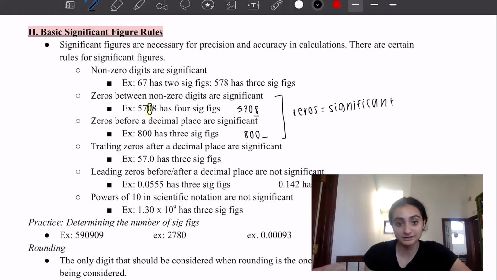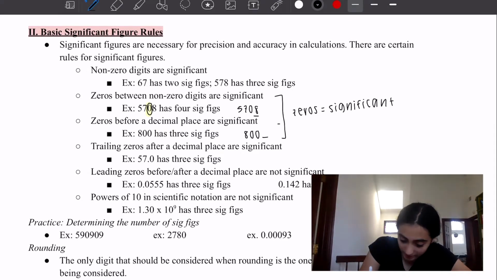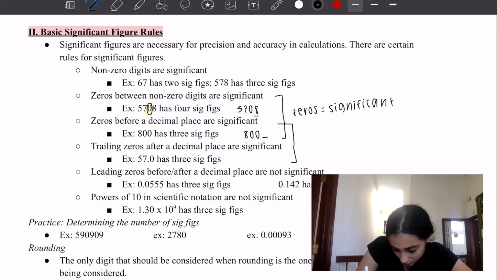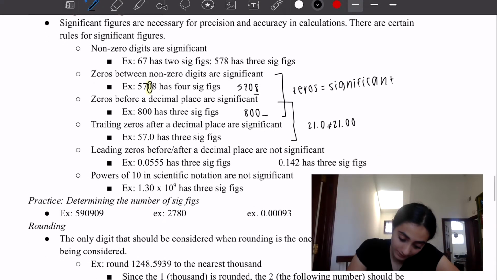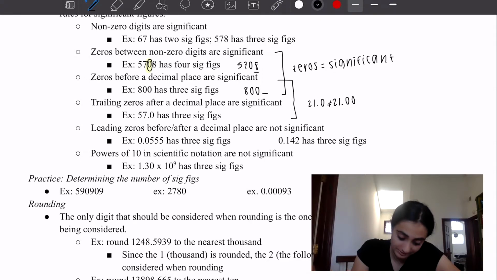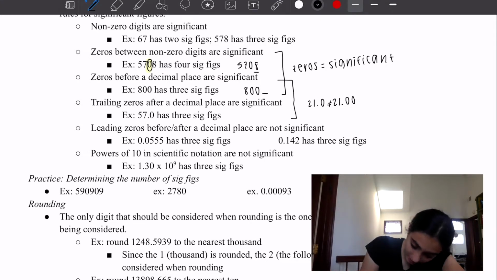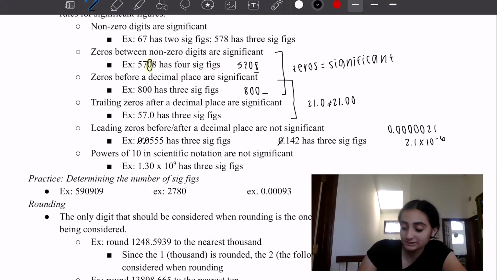Also, zeros after a decimal place are significant. And this is where the thing I said earlier comes in, about how 21.0 and 21.00 mean two different things. Because the amount of zeros after a decimal place adds to the significant figures, you want to make sure that you're not adding extra zeros. Furthermore, leading zeros before or after a decimal place are not significant. Basically, these zeros do not count, this zero does not count. That is why these two numbers have the same amount of significant figures, because all of these are insignificant and there are only two significant figures.